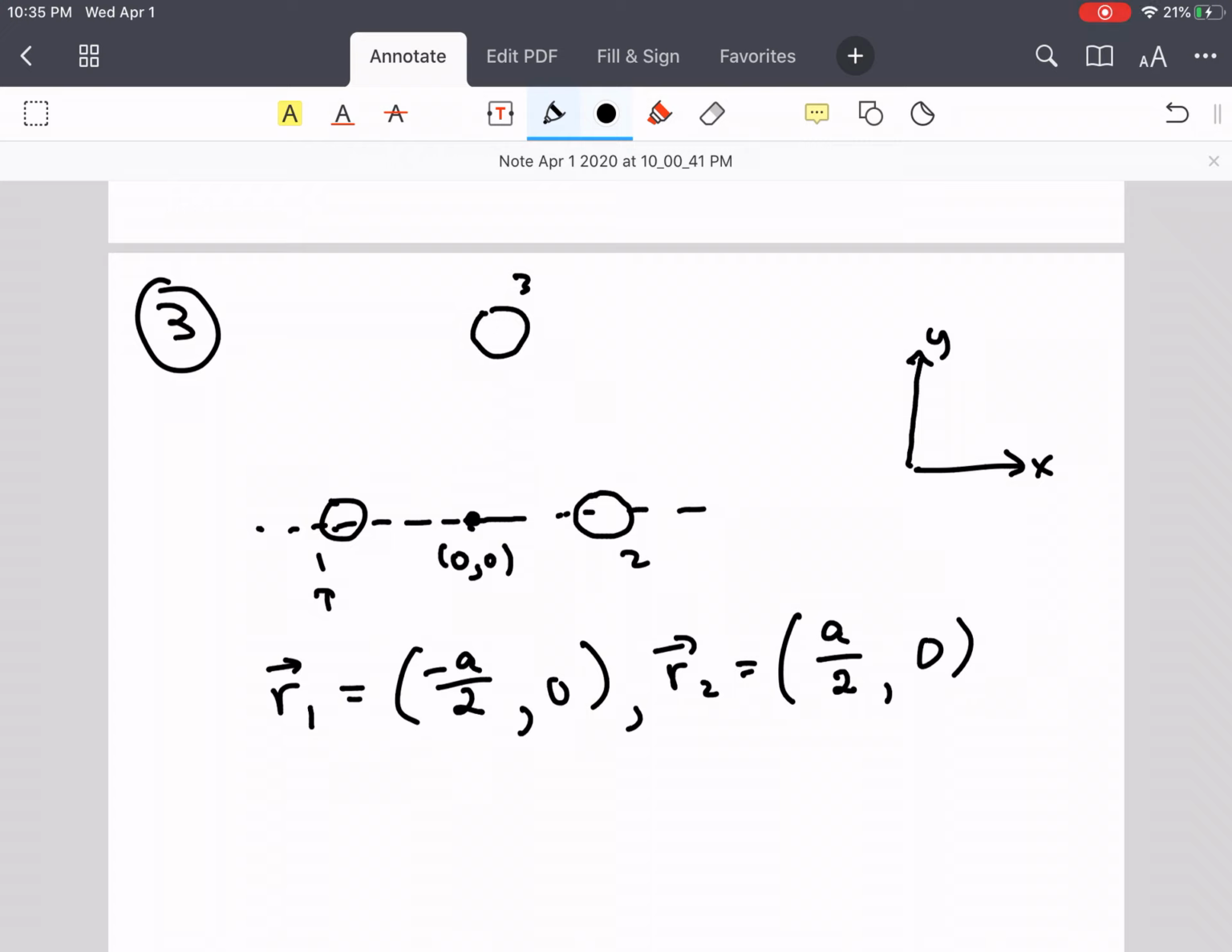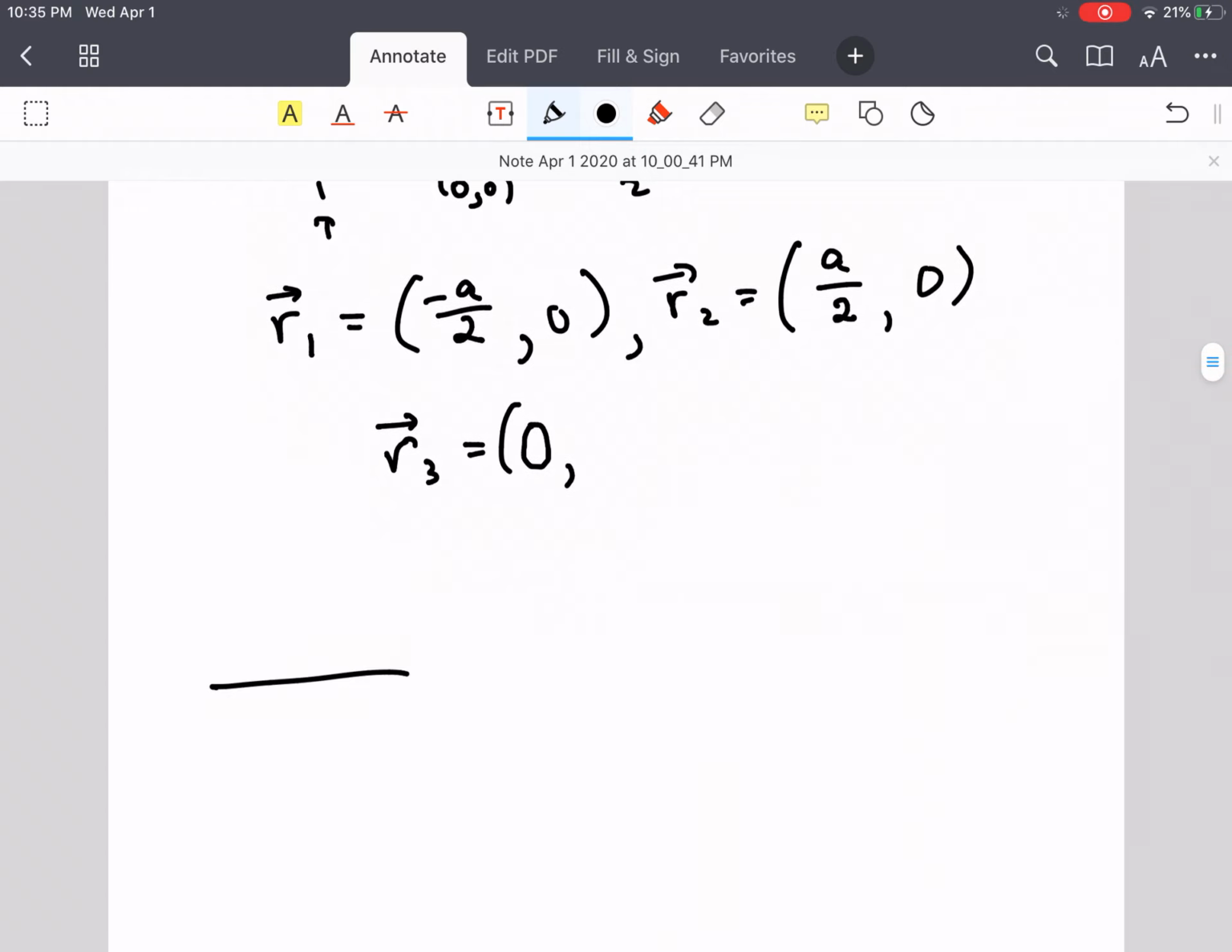R3 is a little bit more annoying, but not too terrible. So what's the x component of R3? That's the easy one. It's 0. The y component, we have to do a little bit of trig. So here's my equilateral triangle. And now it's not too bad. I can drop a line vertically from this point. I know this is 60 degrees right here.